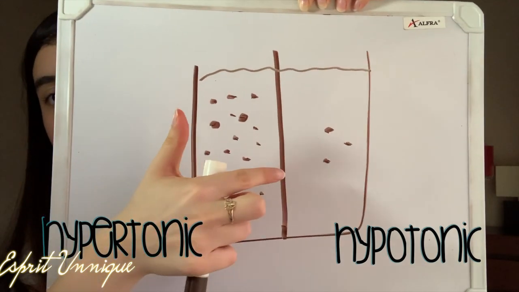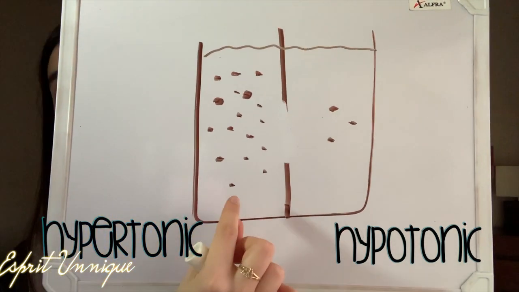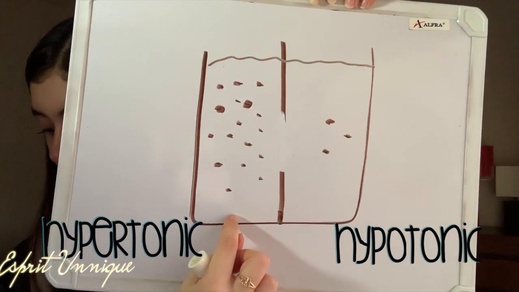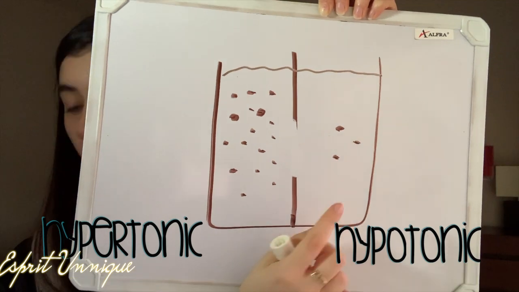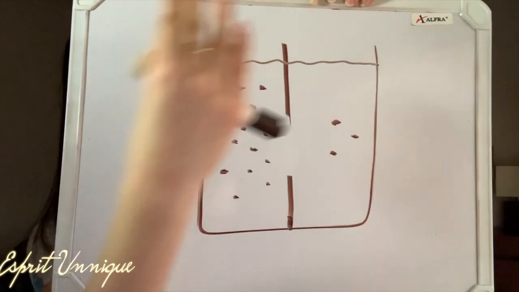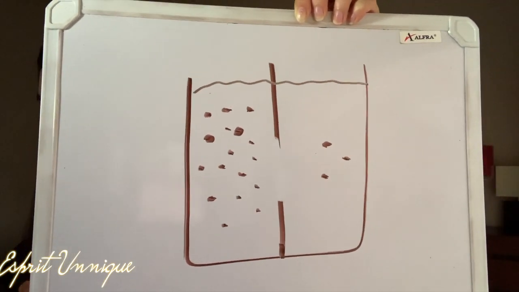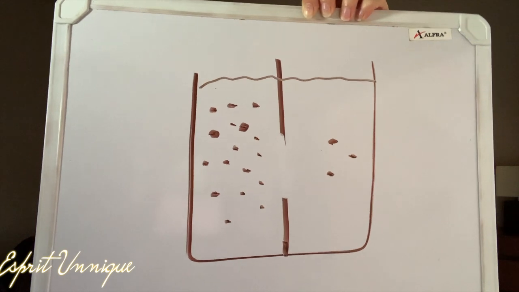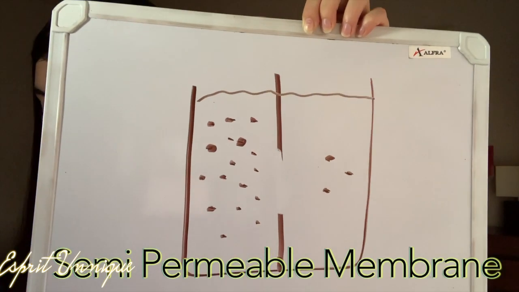When this is opened, what will happen? Well, the hypertonic will go to the hypotonic. Water moves that way. And this is called osmosis. Osmosis is, again, the diffusion of water across a semipermeable membrane.